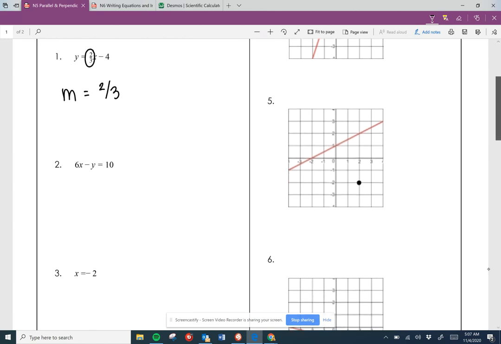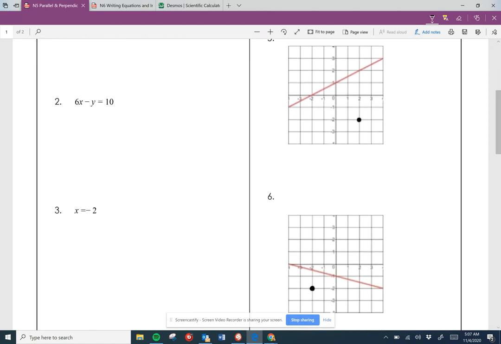If we look at number 2, we don't know what the slope is because this line is in standard form. I know that the line is in standard form because the x comes first. So in order to find out what the slope is, I'm going to need to get y by itself. In order to do that, I'm going to need to subtract 6x, subtract 6x, okay? I end up with negative y equals negative 6x plus 10.